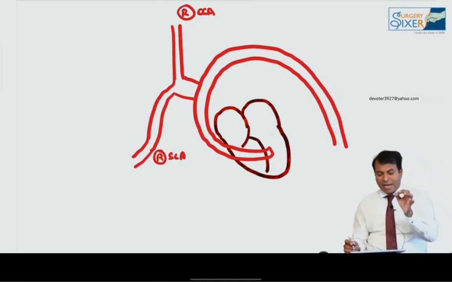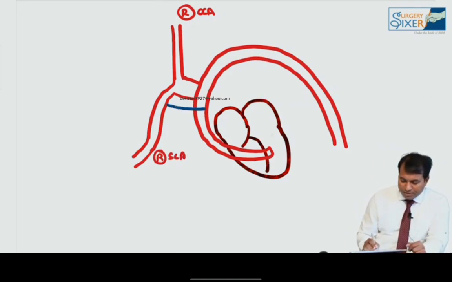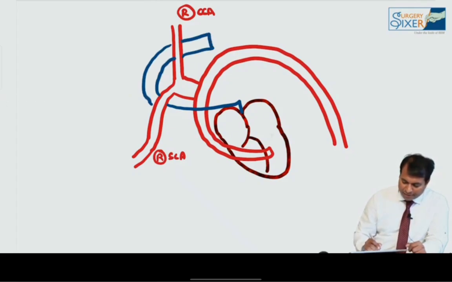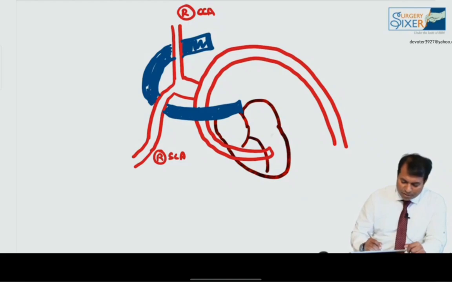Now I'm going to tell you one interesting triangle. That triangle is bounded by, let us assume this is the first rib. I'm drawing exactly the same way it will be. The first rib is attached posteriorly to the first thoracic vertebra, and from there it comes anteriorly like this. And above this first rib only the subclavian artery is running.